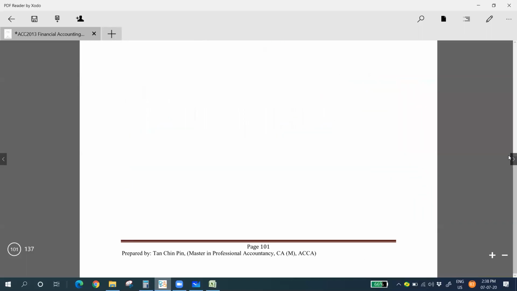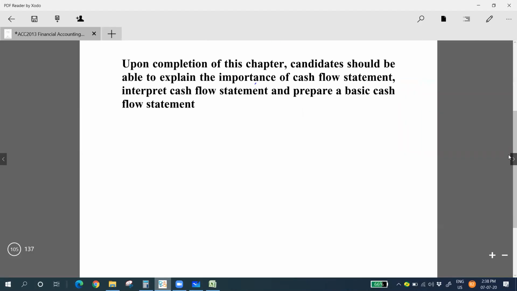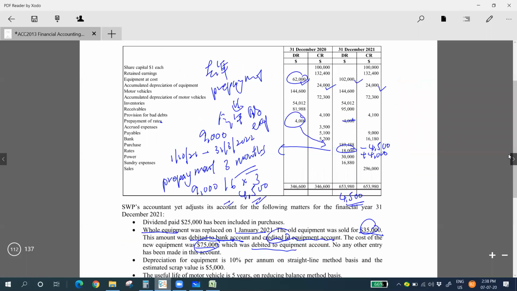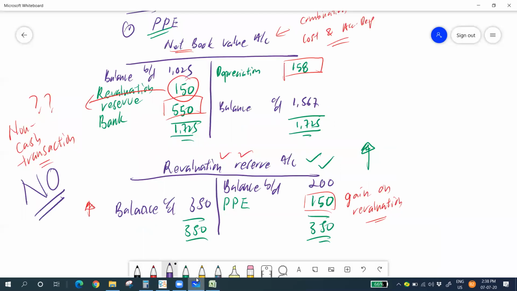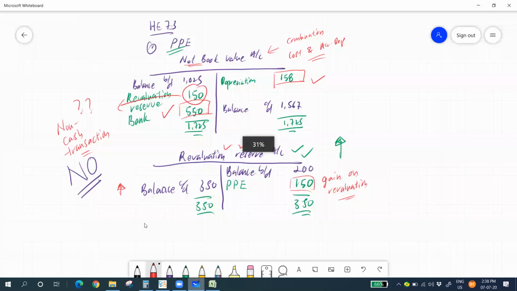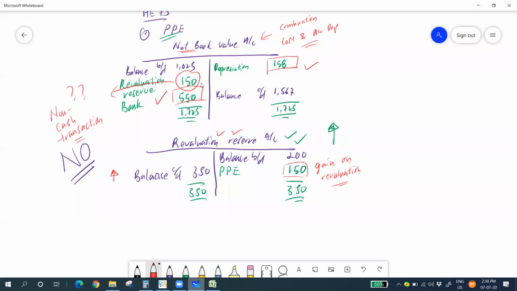So we go back to our exercise 7.3. We only need this in our cash flow statement. So we have completed the first adjustment. And for this question, there is no information talking about the disposal. So we assume no disposal of property, plant, and equipment, PPE. All right. If you need me to explain again later, we can discuss this. Don't worry.